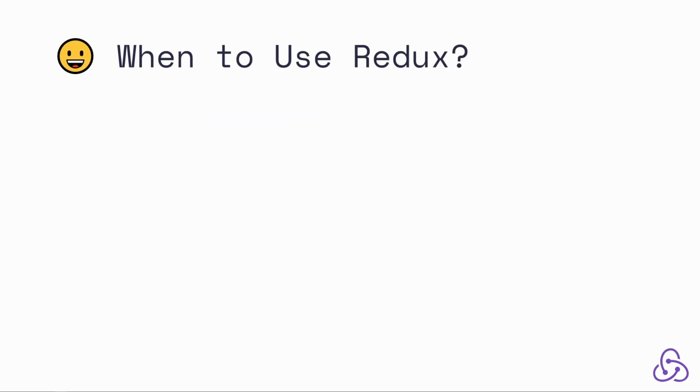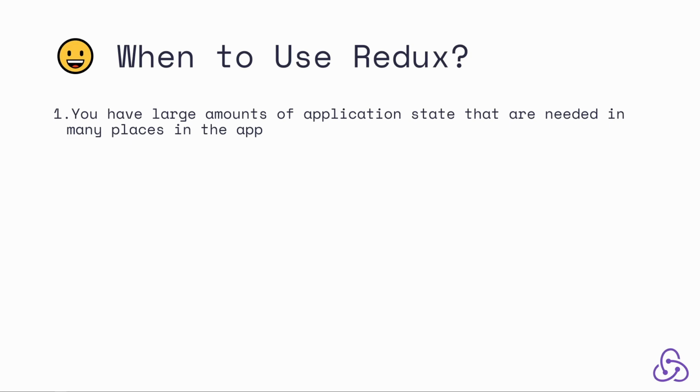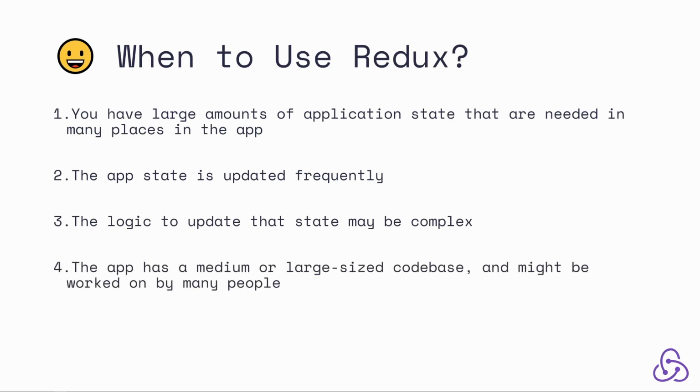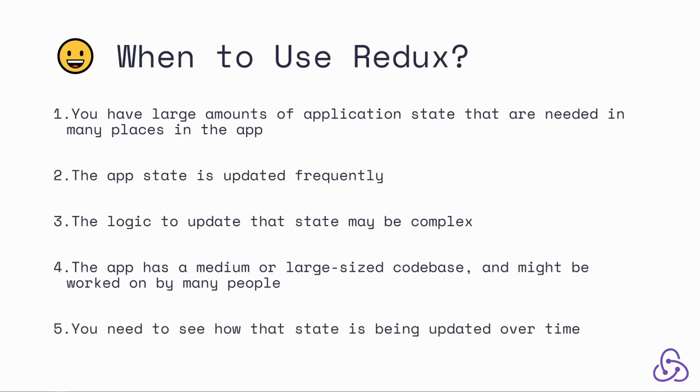When would we want to use Redux? There's a lot of valid use cases for it, and I'll list some of these here. Maybe you have large amounts of application state that is needed across many places in the app. What if the app state is updated frequently? Maybe the logic to update that state is complex. Or what if the app has a big code base and many people are working on it at the same time? Maybe you want to see how that state is being updated over time. These are all valid use cases where Redux can come in really handy.